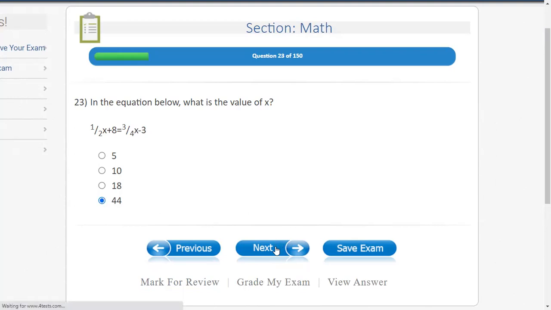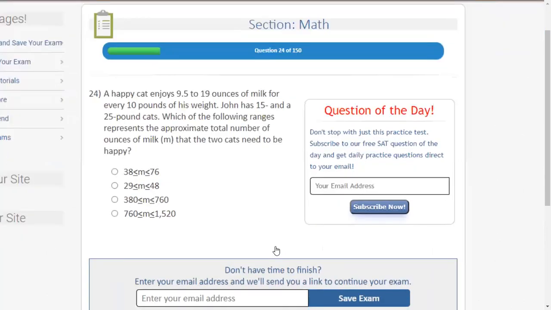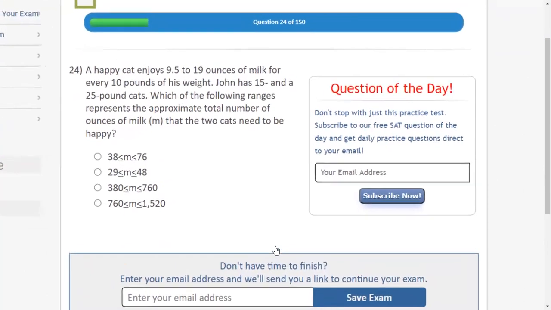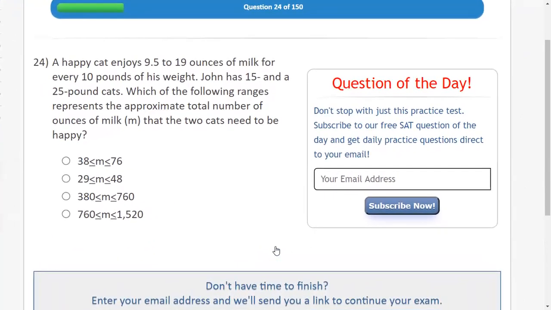Right. So the next question is just zooming for you. This is the story. Okay, you can read it now. Happy cat enjoys 9.5 to 19 ounces of milk for every 10 pounds of his weight. John has a 15 and a 25-pound cat. Which of the following ranges represents the approximate total of the ounces of milk that the two cats need to be happy?